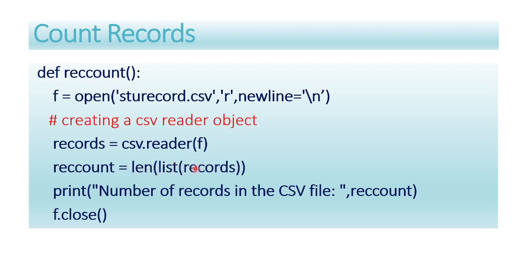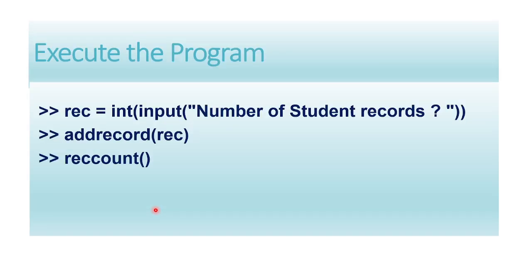So the len function will return the number of records in the CSV file and it will be assigned to the rec_count variable. Then display this rec_count with a proper prompt on the monitor. After that, close the open file f with the f.close method. So this is over. So you can write down on the CSV file.